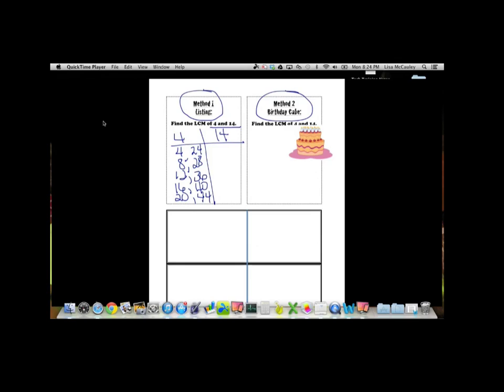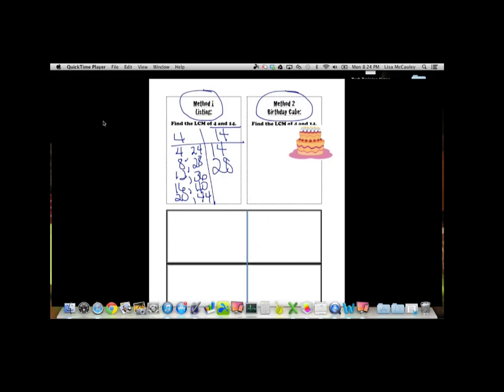I always start with the smallest number first, which is the 4. Then I go to my second number, the bigger number, and start listing the multiples. As soon as I find the one that they have in common, that's the least common multiple. So 14 times 1 is 14. That is not a common multiple with 4. The next one is 28. 14 times 2 is 28. And hey, look at that.